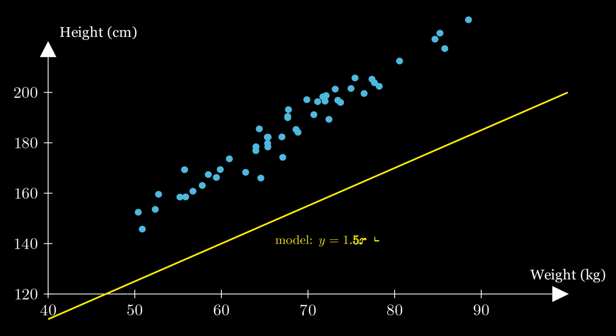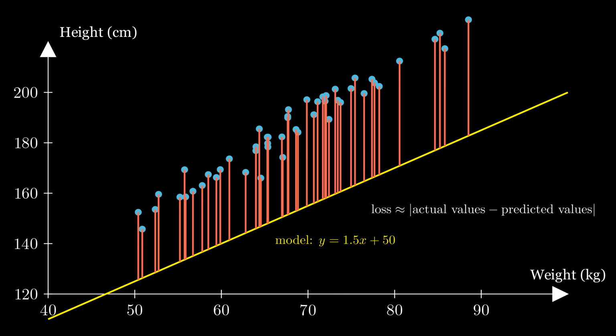Now, let's introduce our machine learning model. As we have seen in the last video, the model utilizes a function to make predictions about new data. This function represents the model's current guess of how weight relates to height. It's clear that this initial guess isn't very accurate. We calculate the loss by measuring how far off each prediction is from the actual height.